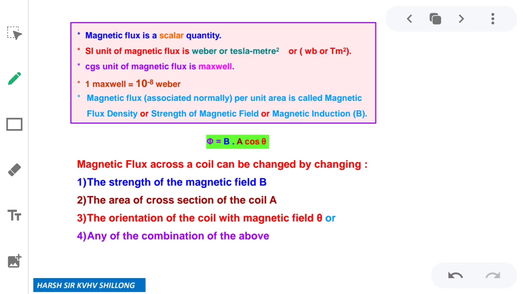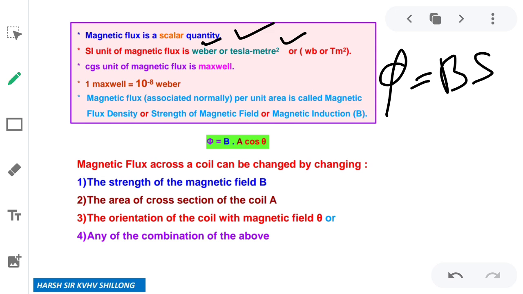Dot product is a scalar product, so magnetic flux is a scalar. The SI unit is generally Weber, but one more term is Tesla meter square. How did it come? It's simple. Flux is given as B into S, that is field into area. The field unit is Tesla and the area unit is meter square, so Tesla meter square is also one of the units of magnetic flux. The CGS unit is Maxwell. The relation between SI and CGS is Maxwell equal to 10 power minus 8 Weber.